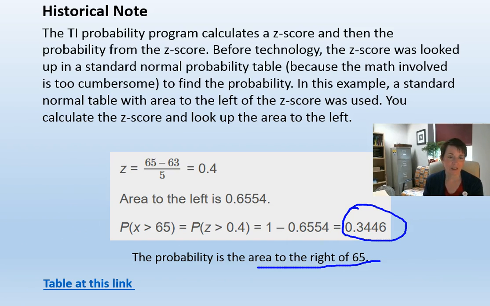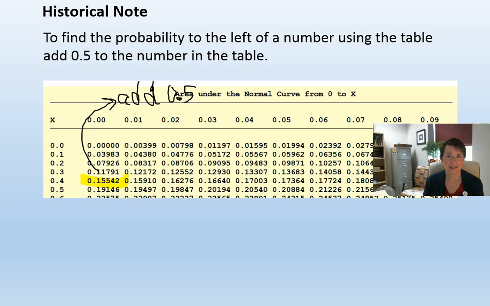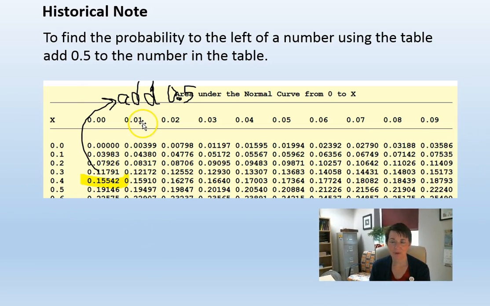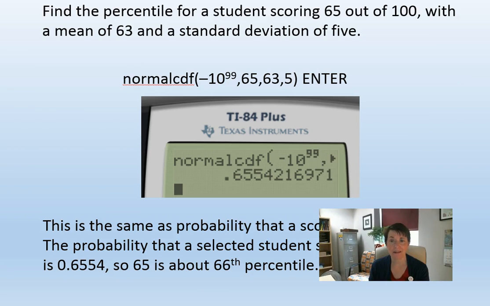A table, just to see what a table looks like. Right here, you would find your value. And since we were talking about all the distance leading up to it, we would have to add 0.5, we'd have to add half of it. And then that number is what we would take away from 1 to get that remaining value. So it was a little cumbersome and tedious, but z-charts are still valuable to a lot of people that solve things that way.